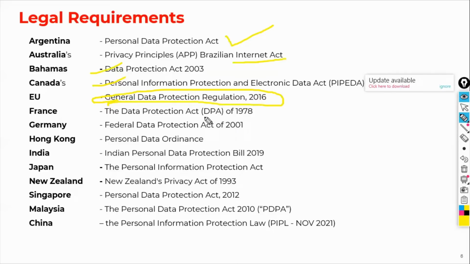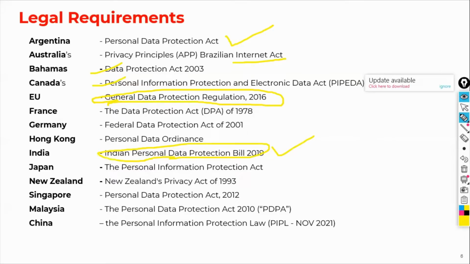France has its own, as do Germany and Hong Kong. India is still in progress. They don't have their privacy related framework yet; it still needs to be implemented, probably by next year or this year itself. India also has its privacy related framework. Japan has its own act. In the same way, various countries have their privacy related frameworks.